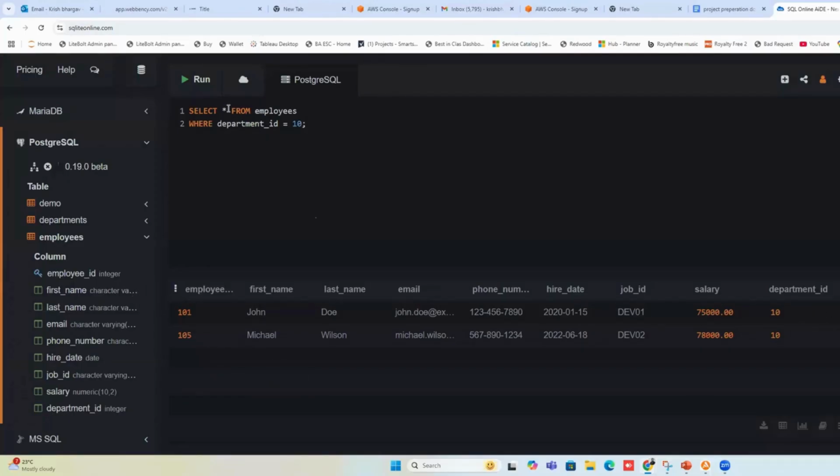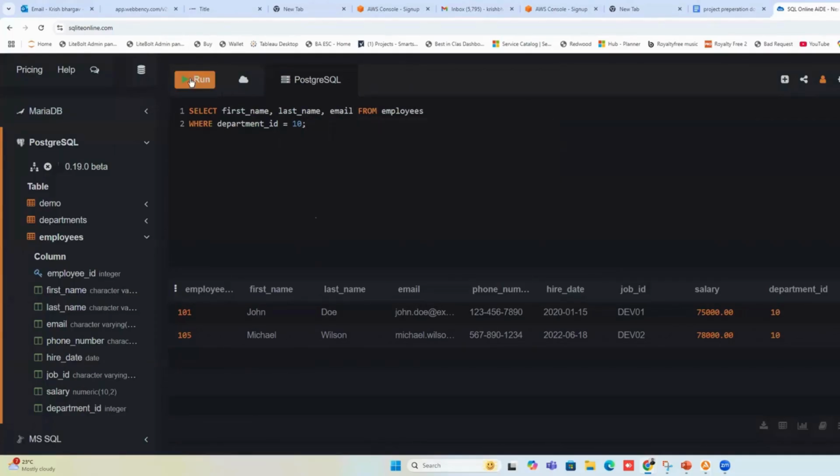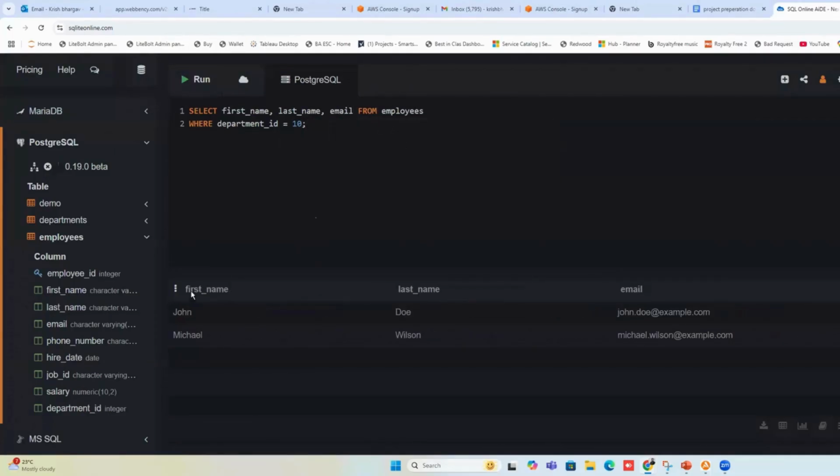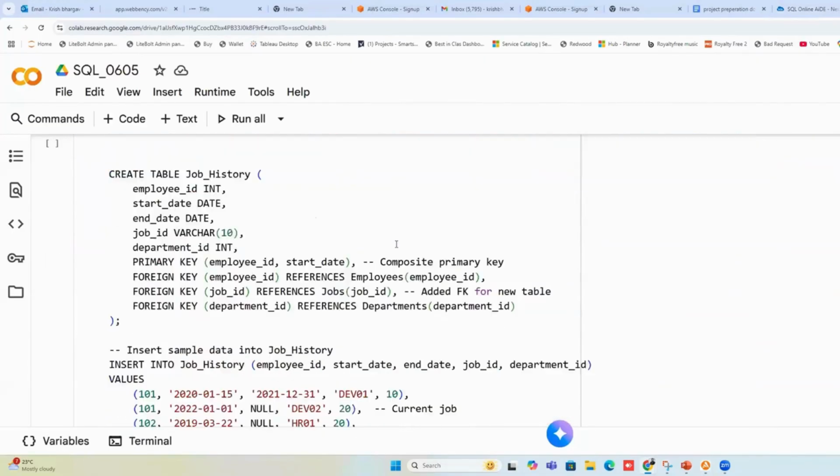Okay. Now let's say I don't want all the columns. I only want some columns. So what do I do? I write the names of the columns. First name, last name, email. All right. From employees. Now you see, I get only first name, last name, email. Easy peasy, guys. Very, very simple and very easy.